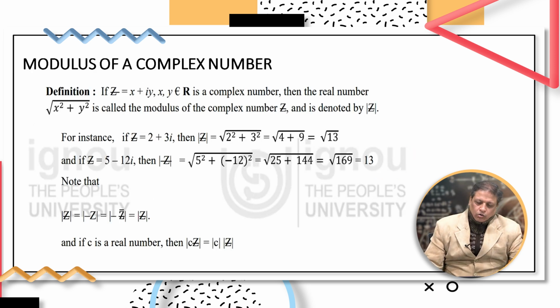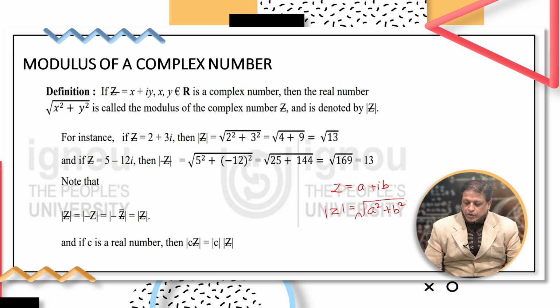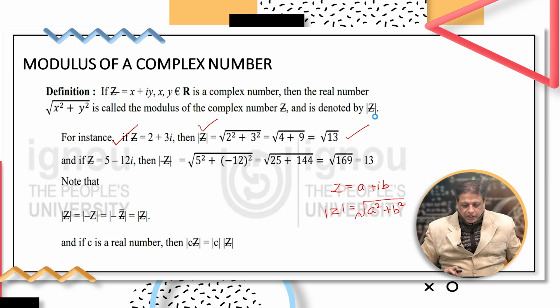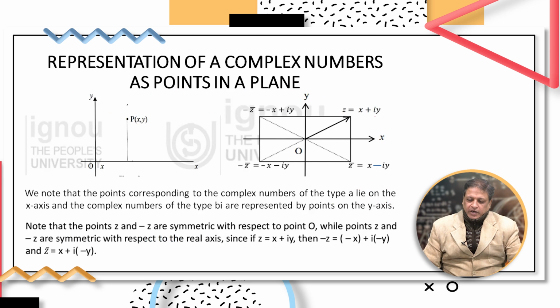We also learned how to find the modulus of a complex number. If z is equal to a plus ib is a complex number, then its modulus will be given by the square root of a square plus b square, the squares of the real part and the imaginary part. Likewise, over here, z is equal to 2 plus 3i is a complex number. The modulus will be given by the square root of 2 square plus 3 square, that is 4 plus 9, square root of 13. We also explored various properties of the modulus of the complex number in that session.